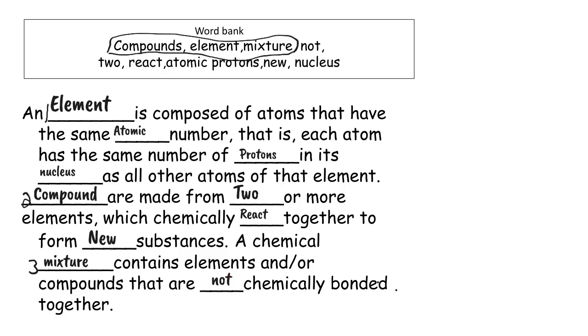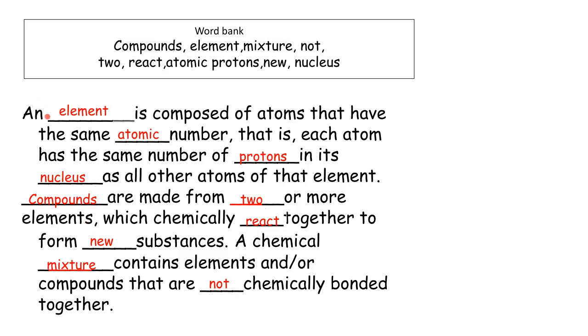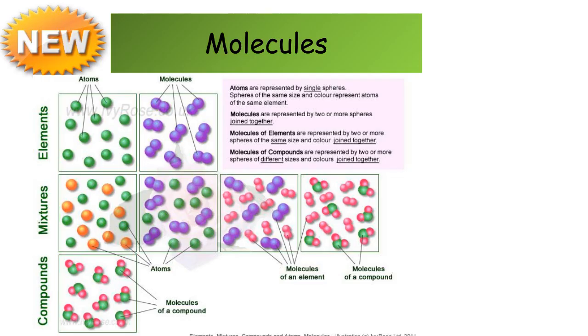All right, so let's see how we did here. An element is composed of atoms that have the same atomic number. That is, each atom has the same number of protons in its nucleus as all atoms of that element. Compounds have two or more elements which chemically react together to form a new substance, like hydrogen, oxygen. A chemical mixture contains elements and/or compounds that are not chemically bonded.